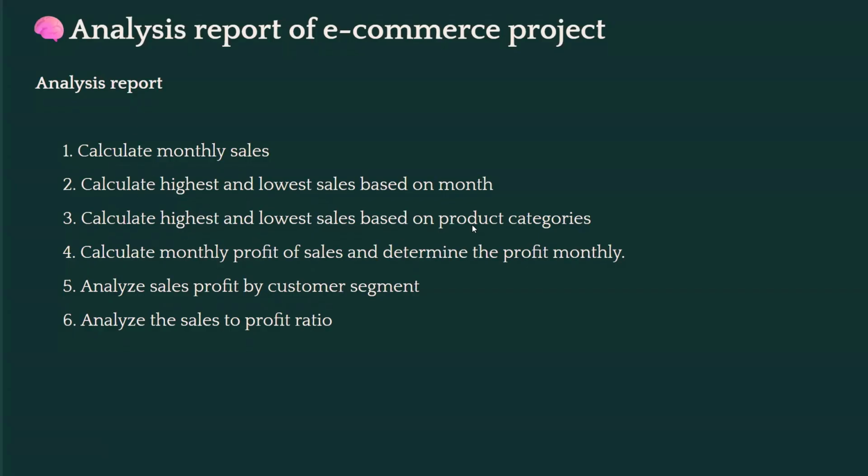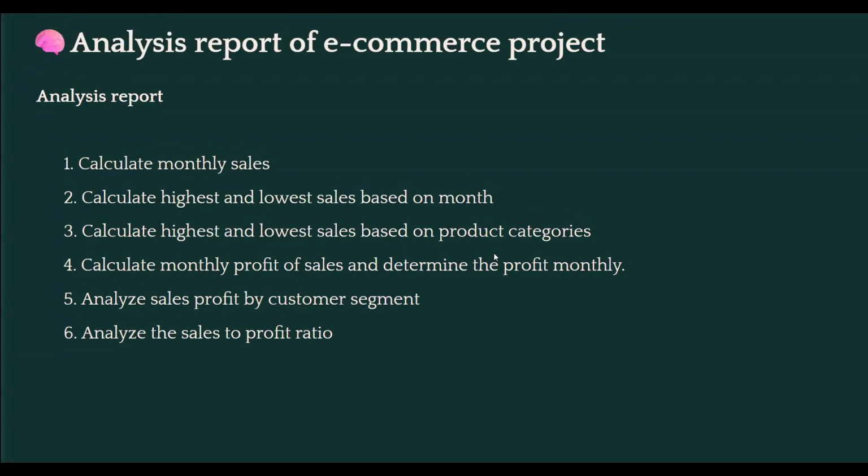Now highest and lowest sales based on product category. Now I'm doing one more for you, and then you can try the remaining test cases on your own, or if required, I'll do them. The next one is calculate highest and lowest sales based on product category. Based on product categories, we have to calculate the highest and lowest sales.